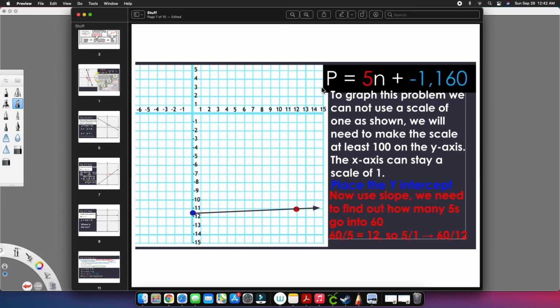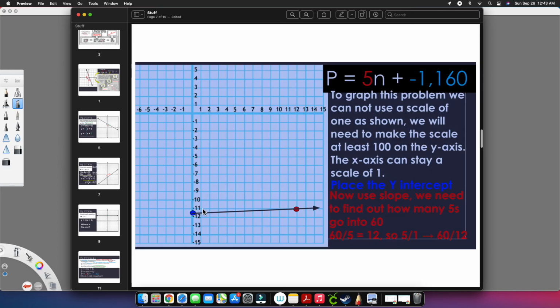But what we would need to do is make the scale at least 100 on the y-axis. And then the x-axis could stay a scale of 1. And sorry, this is a little hard to read. I know that's a really bright blue. It's kind of hurting my eyes a little bit. But if I go down, and I'm guesstimating a little bit there for the 1,160. So I went down negative, and remember I'm multiplying by 100 on all these. So this is not 11, this is 1,100.